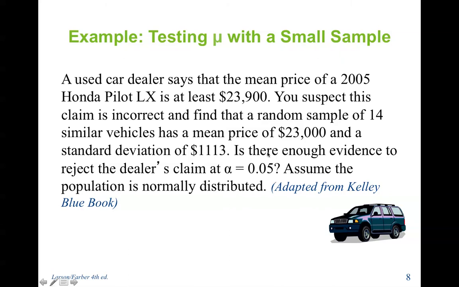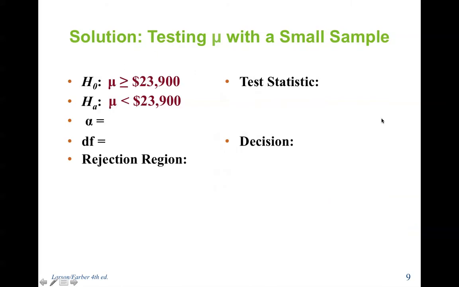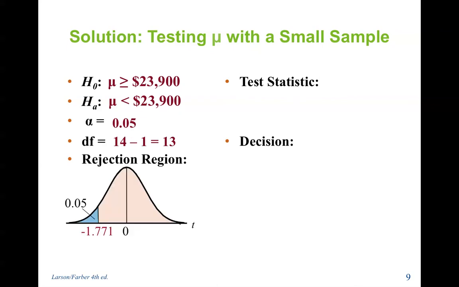Our alpha in this case was 0.05, our standard deviation 1113, and a random sample of 14 similar vehicles. So we have that. We can do 0.05. 14 minus 1 is 13. So now we need to figure out if our test statistic falls in our rejection region. So here's 0.05, and we can find out our critical value by going back and using Excel to find 0.05, comma, 13, using that T.INV.